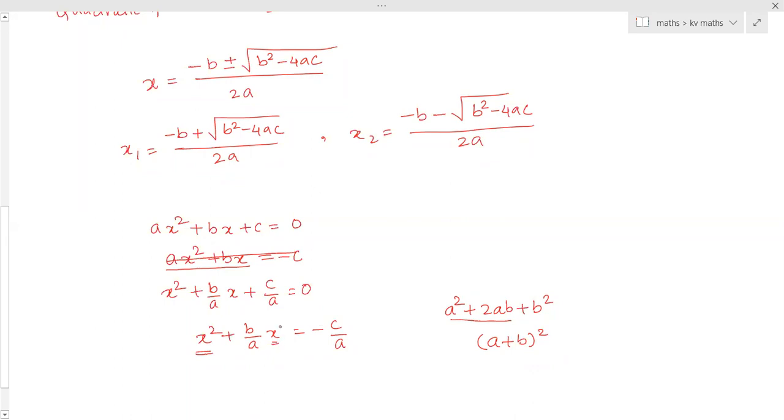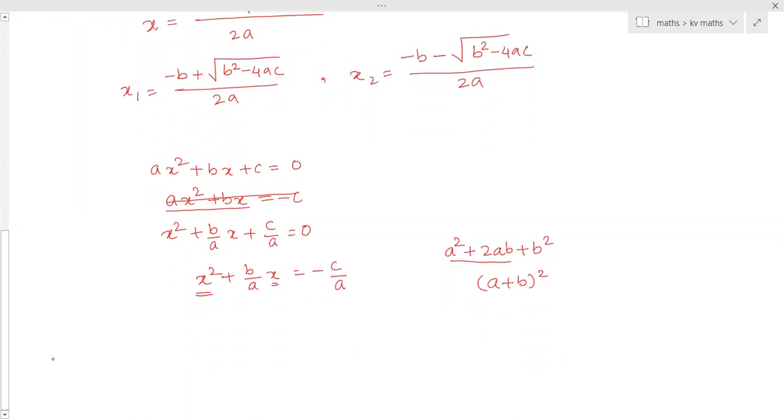So what do we need to do in this case? Here it is in the form of a square. Now write the next term in the form of 2ab. 2 into, the value of a is x. Now what is b? We have to write it so that the value remains the same, so b by 2a. I have multiplied with 2, so I need to divide by 2, so this term does not change. Is it clear? Yes.